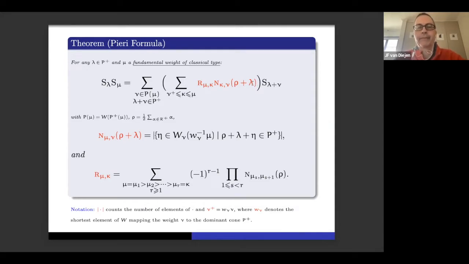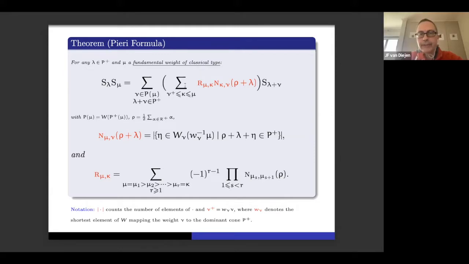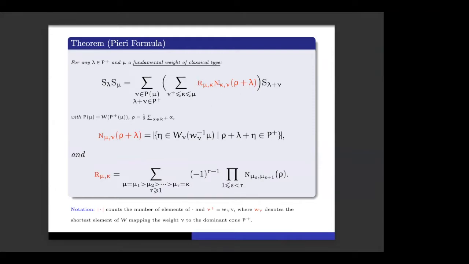I will explain a little bit more about this coefficient. So this is the generalization of that formula of Kass for the minuscule fundamental representations, lifting it to the fundamental representations of classical type. One thing that's important to notice is that now the multiplicities can be higher than 1, so it's no longer multiplicity free.